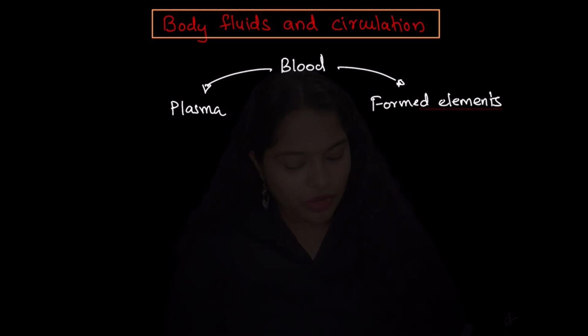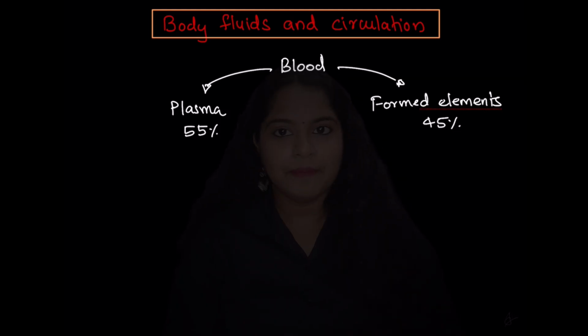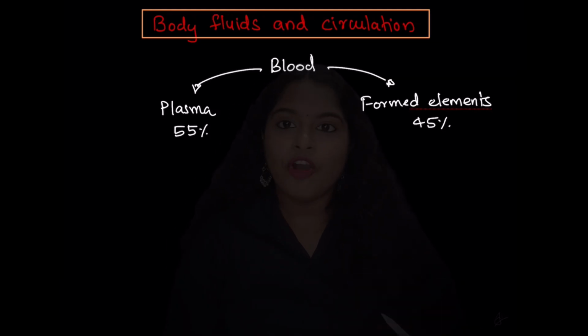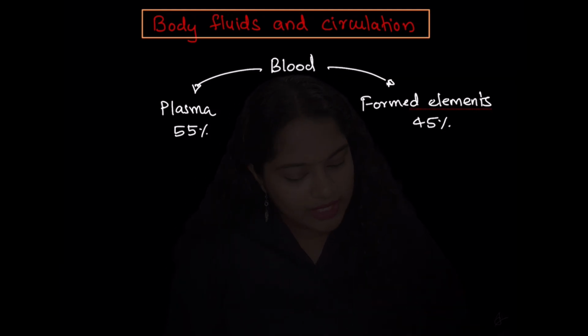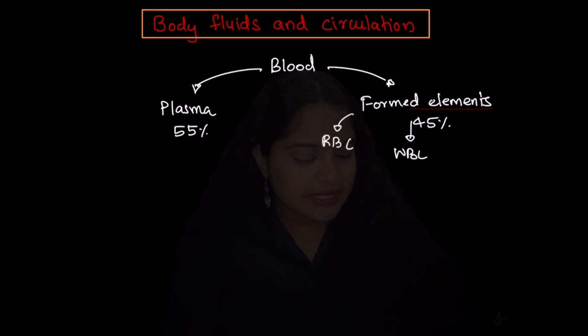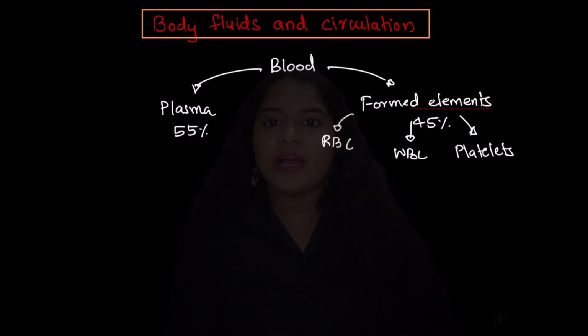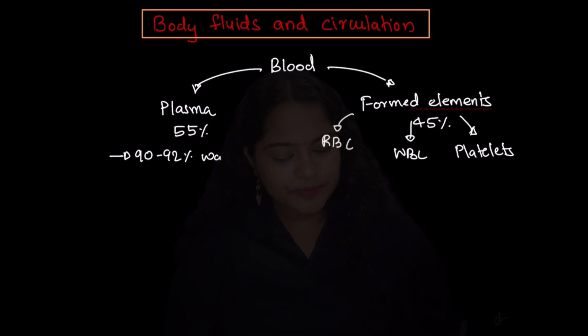So the plasma constitutes 55% of blood volume and formed elements constitute 45% of the blood volume. Now, formed elements are of different types. One is RBC, the other one is WBC and the platelets. Now coming to plasma. Plasma is constituted by 90 to 92% of water. 6 to 8% of plasma is proteins.